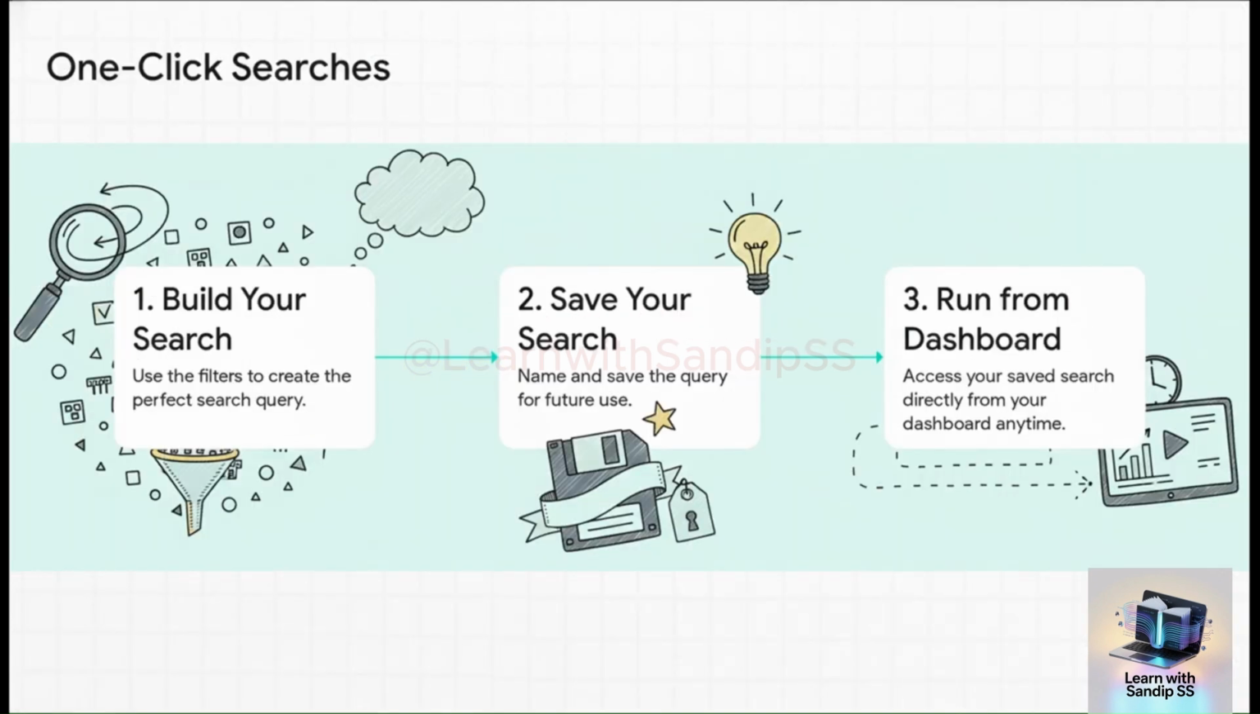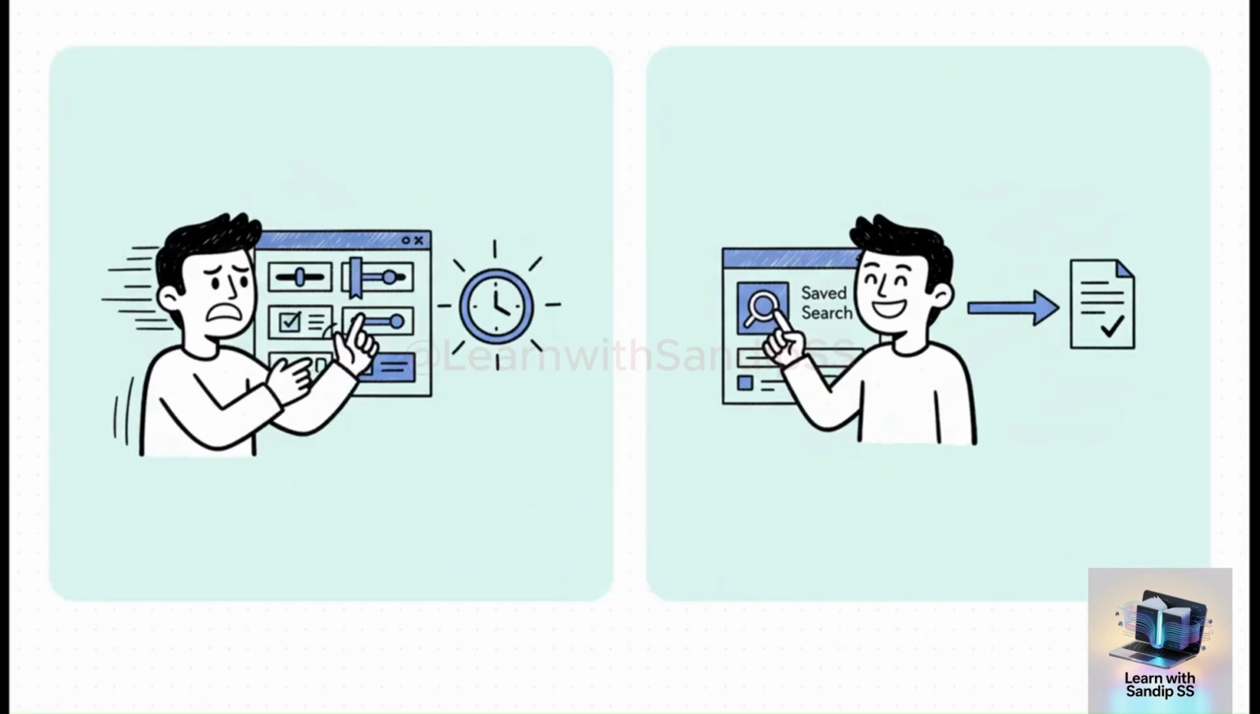So, how do you get there? The path is so simple. First, you build that perfect search using all those filters we just learned about. Second, you save it, give it a name you'll remember. And third, you can now run that exact search anytime you want, directly from your dashboard. It's that easy. I mean, this is really the difference between working hard and working smart, isn't it? The old way means manually re-entering filters every single time, wasting clicks and minutes. The new way is one-click access, giving you instant, consistent results every time. It's the very definition of searching smart.